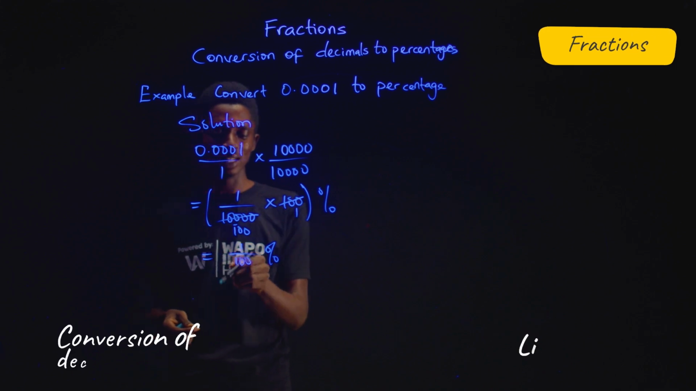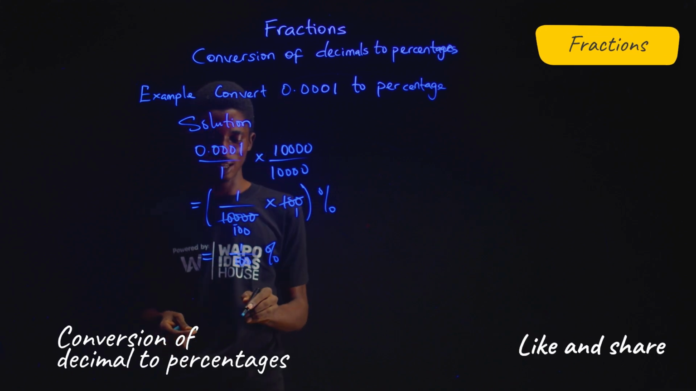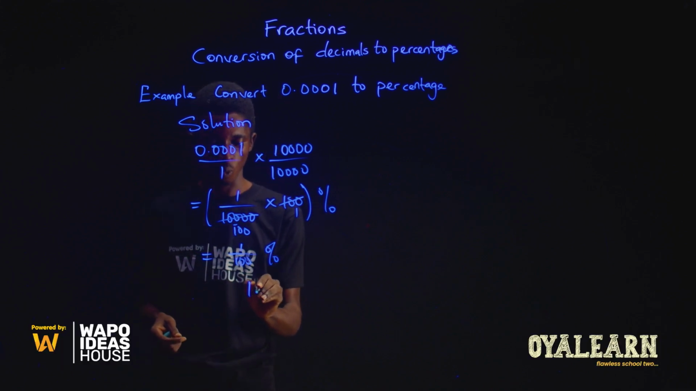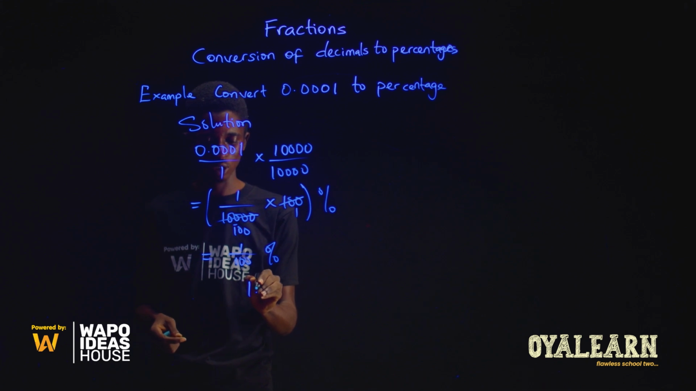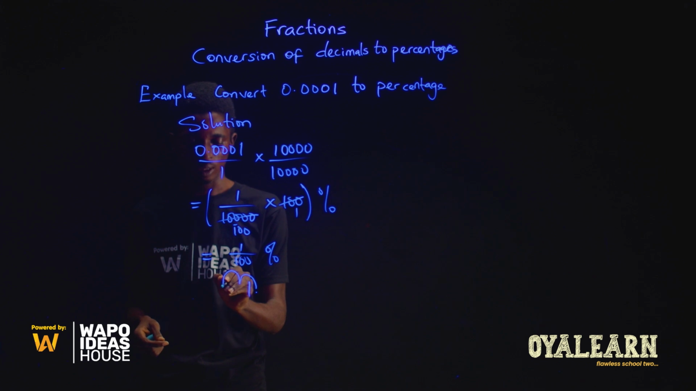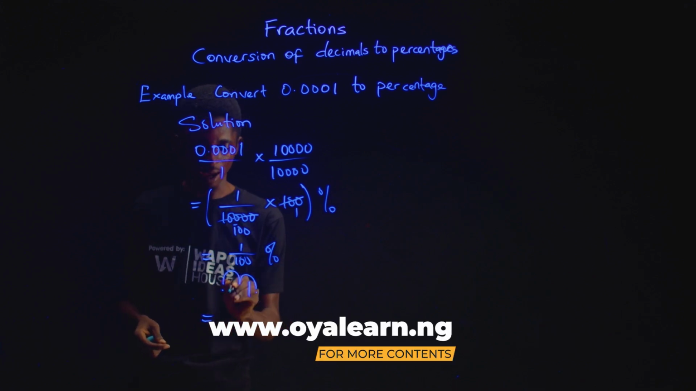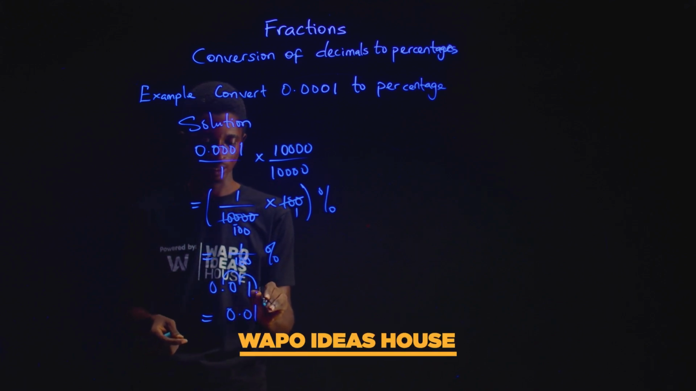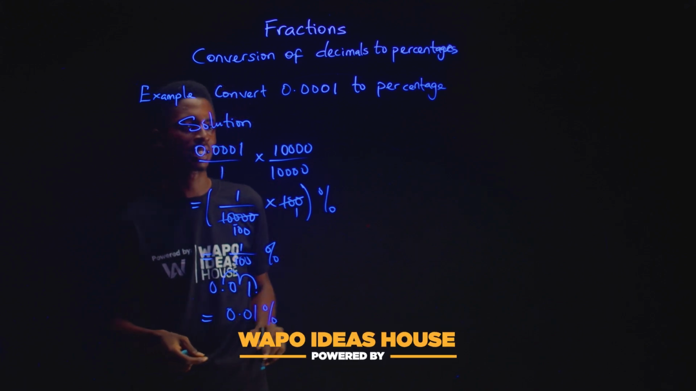Now let's move our decimal point 2 places to the left. That is when you have the number 1. If you move the decimal point 2 places, we have 1, 2. What we will arrive at is, when we fill this with 0, is 0.01%.